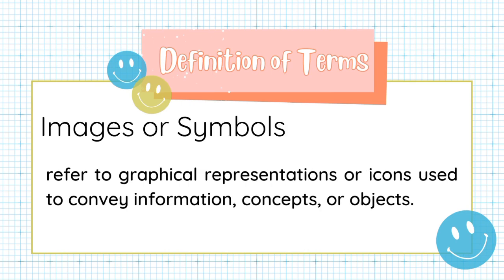Next, the images or symbols. These refer to the graphical representations or icons used to convey information, concepts, or objects. These visual elements are typically simplified and easily recognizable, making them effective for representing data or ideas in a concise and understandable manner.